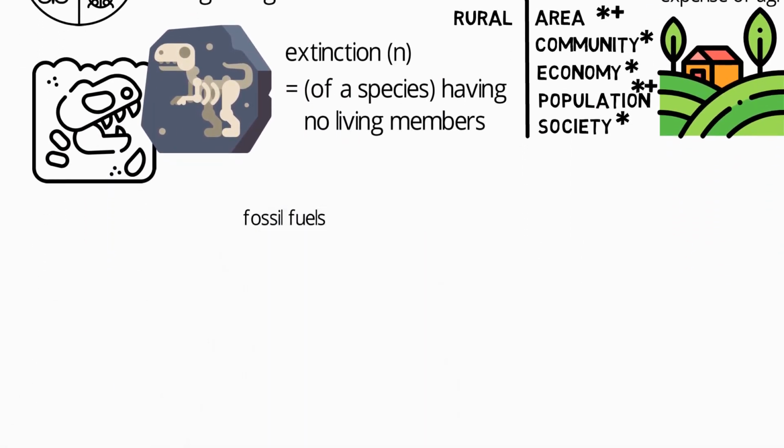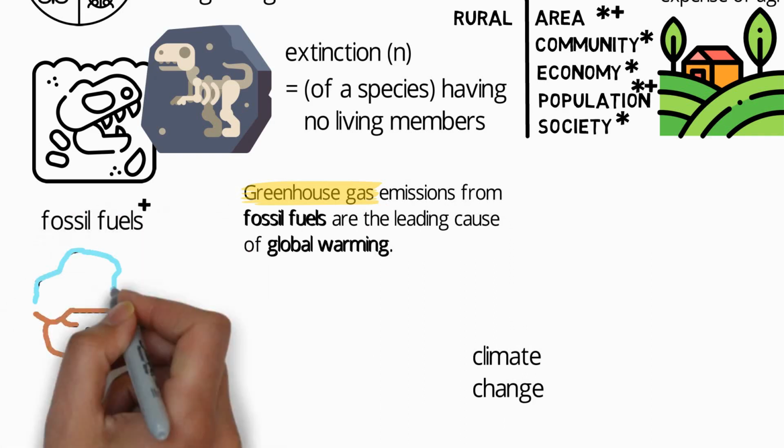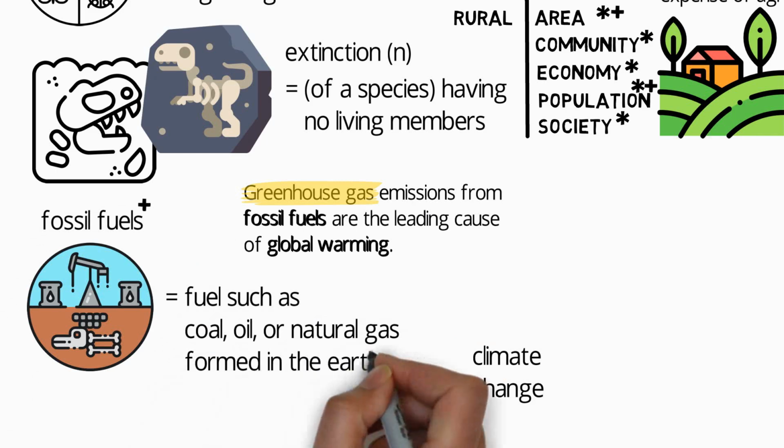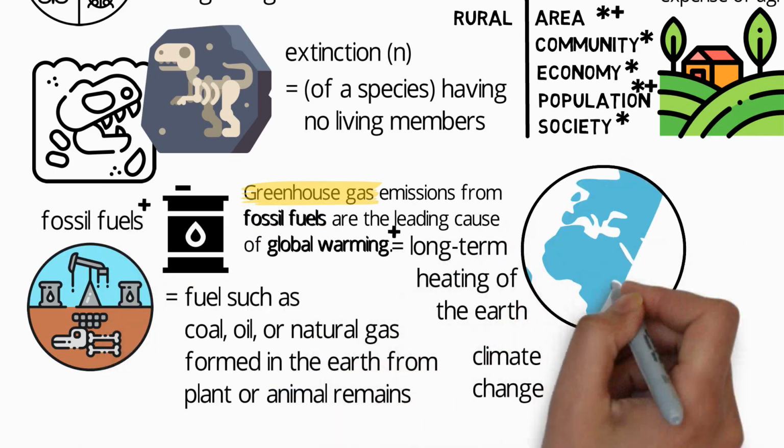Talking about dinosaurs leads us on to our next phrase, fossil fuels. And we'll also consider here global warming and climate change. Greenhouse gas emissions from fossil fuels are the leading cause of global warming. So fossil fuels are fuels such as coal, oil or natural gas which are formed in the earth from plant or animal remains. Global warming means the long-term heating of the earth.